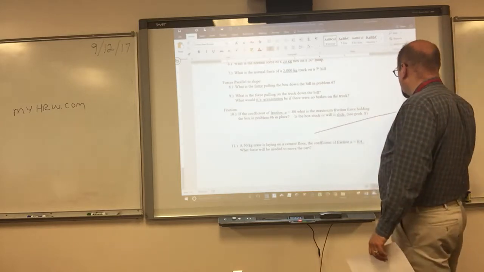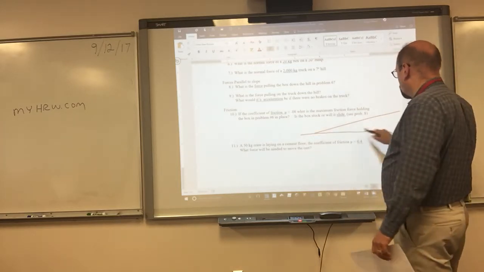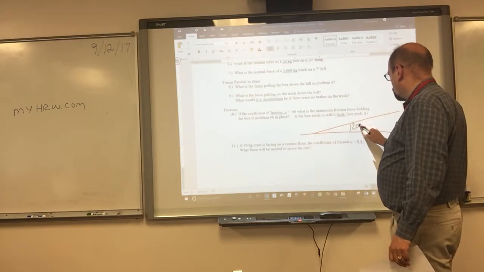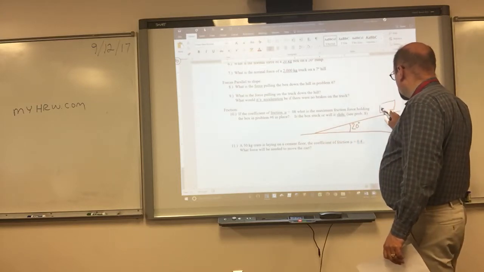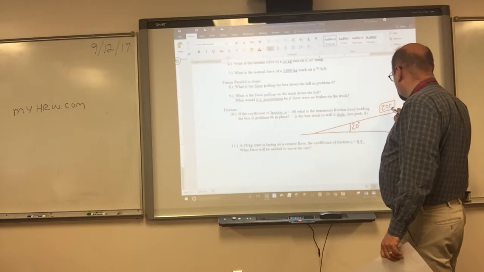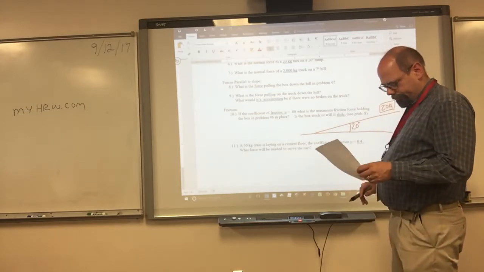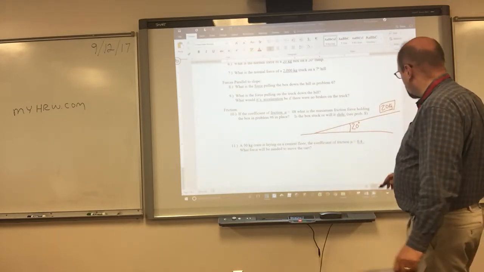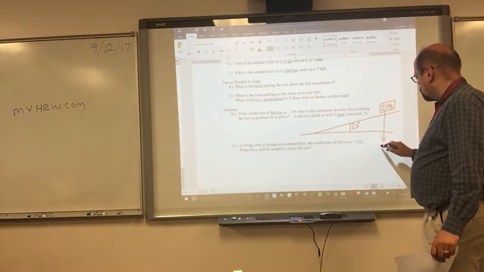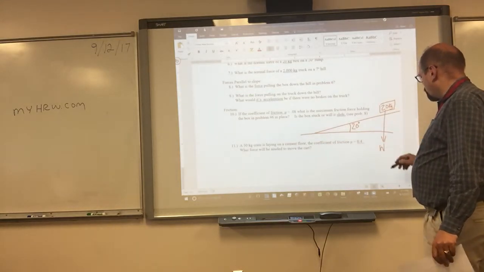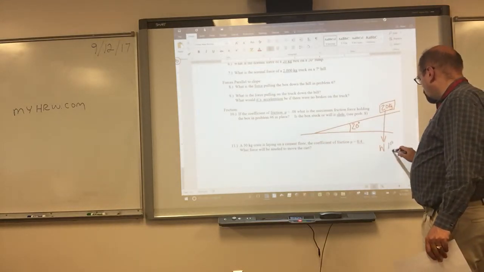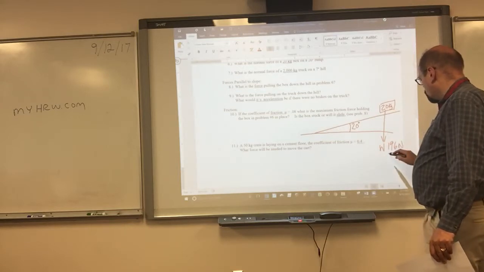Let's take our box again. Here's our box on this ramp. This is 20 degrees, and a 20 kilogram box on there. Make sure you got that right, 20 degrees, yes. The box has a weight. 20 times 9.8 is going to become 196 newtons.